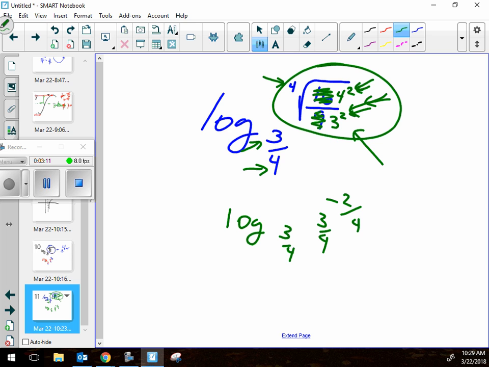Okay, good. Enough about the fraction exponents. Fractions to fraction exponents is nasty stuff. And we've practiced it a lot. I think you'll be fine on that.